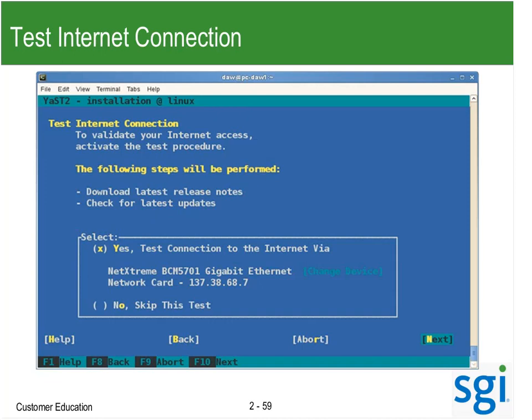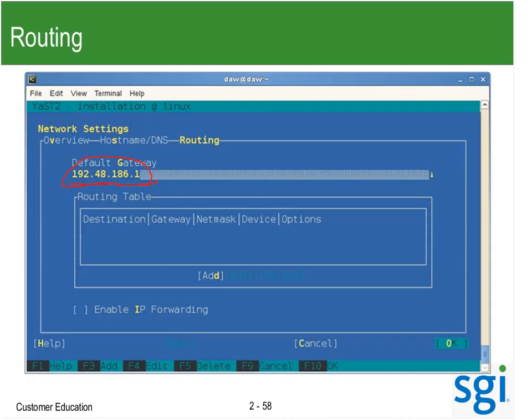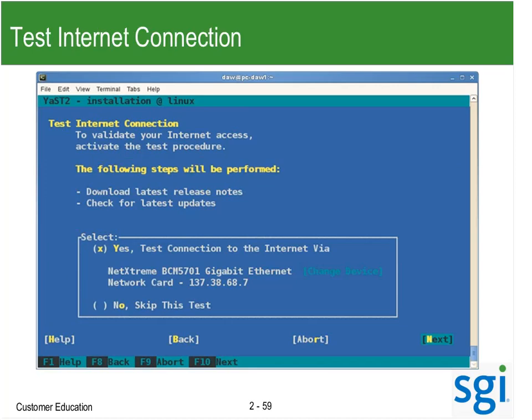After the networks are configured, I hit okay, then next, and moved on. And I personally do like to test the internet connection. If everything was done right, it should work for you, and you should be able to get a download. Again, this is a little bit old. That IP address is not right anymore.